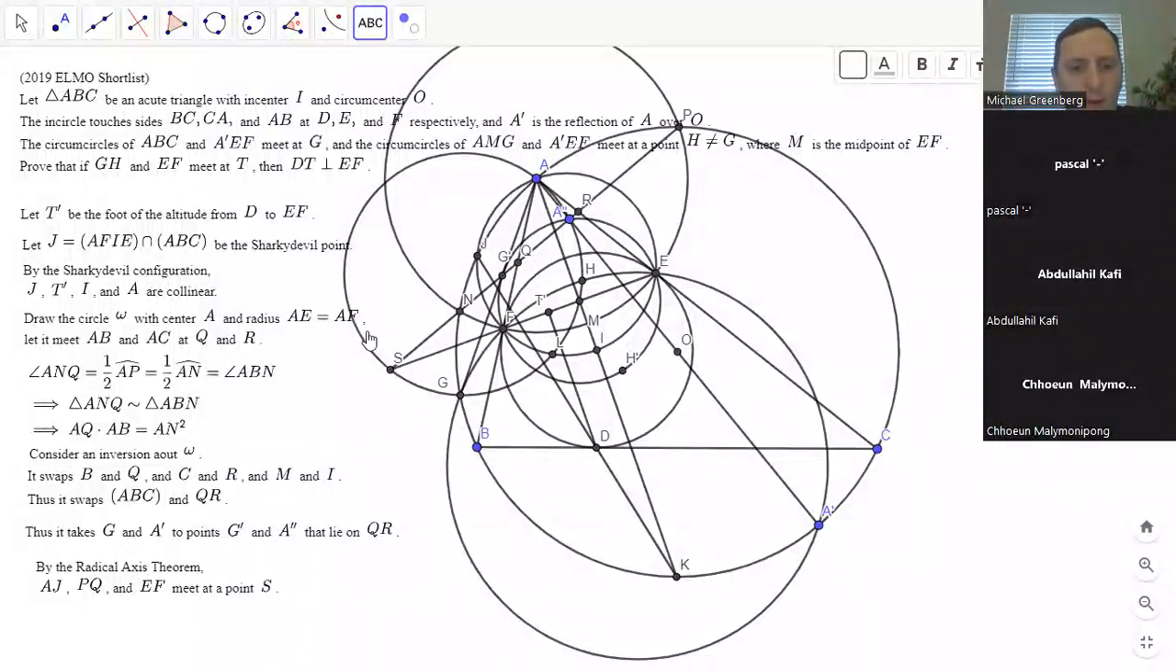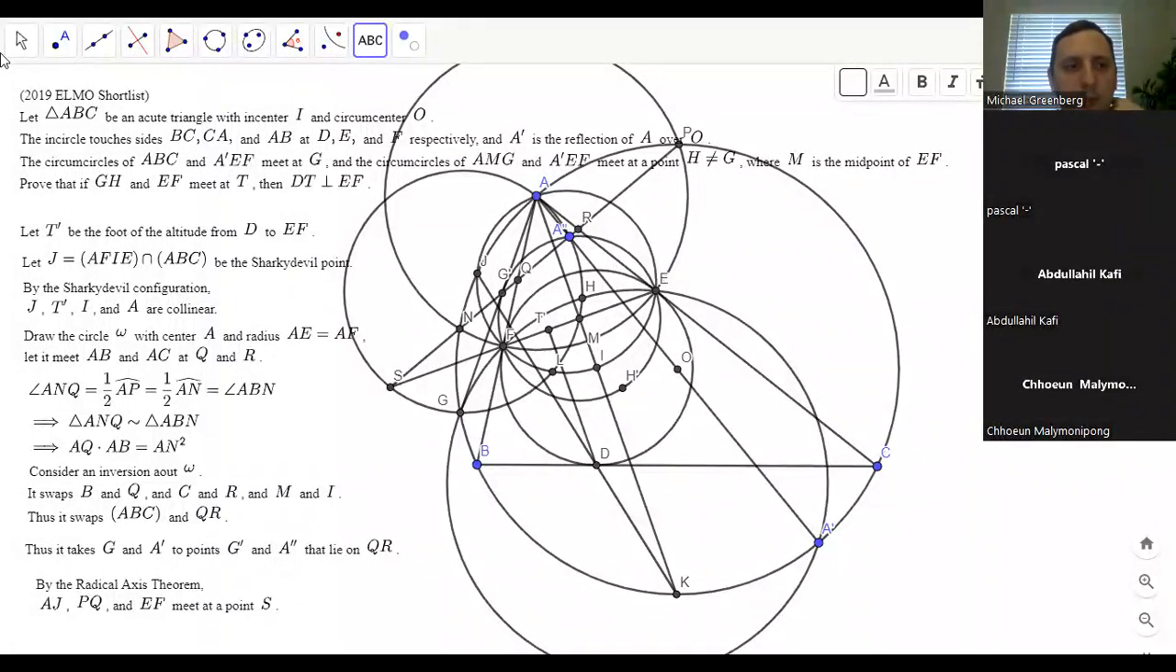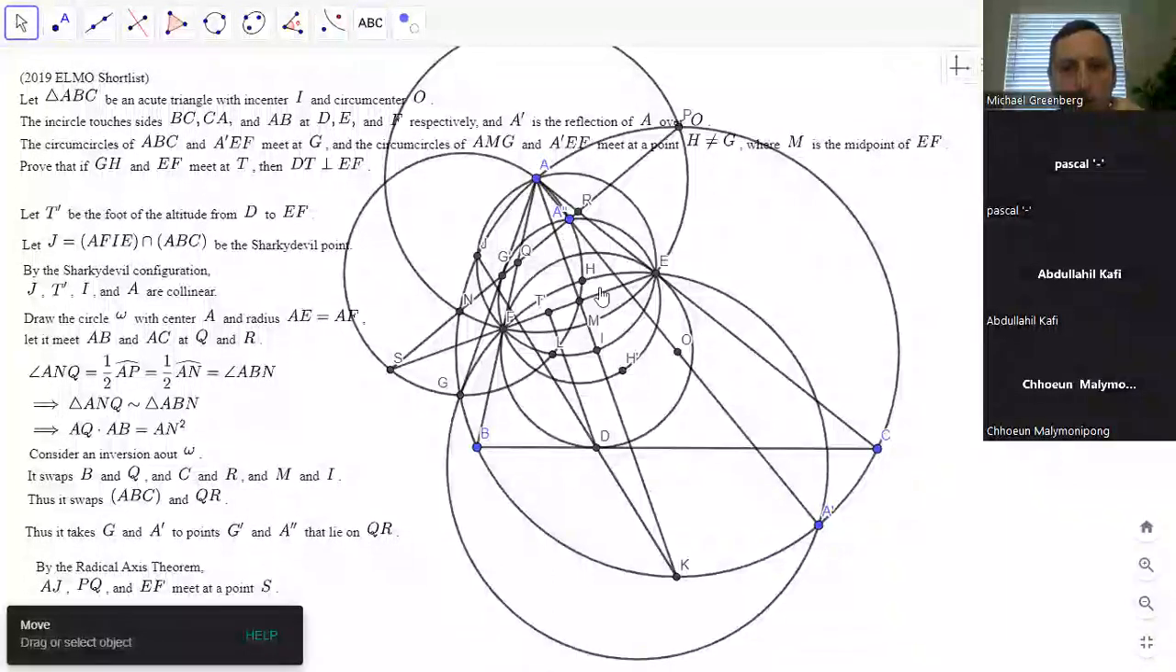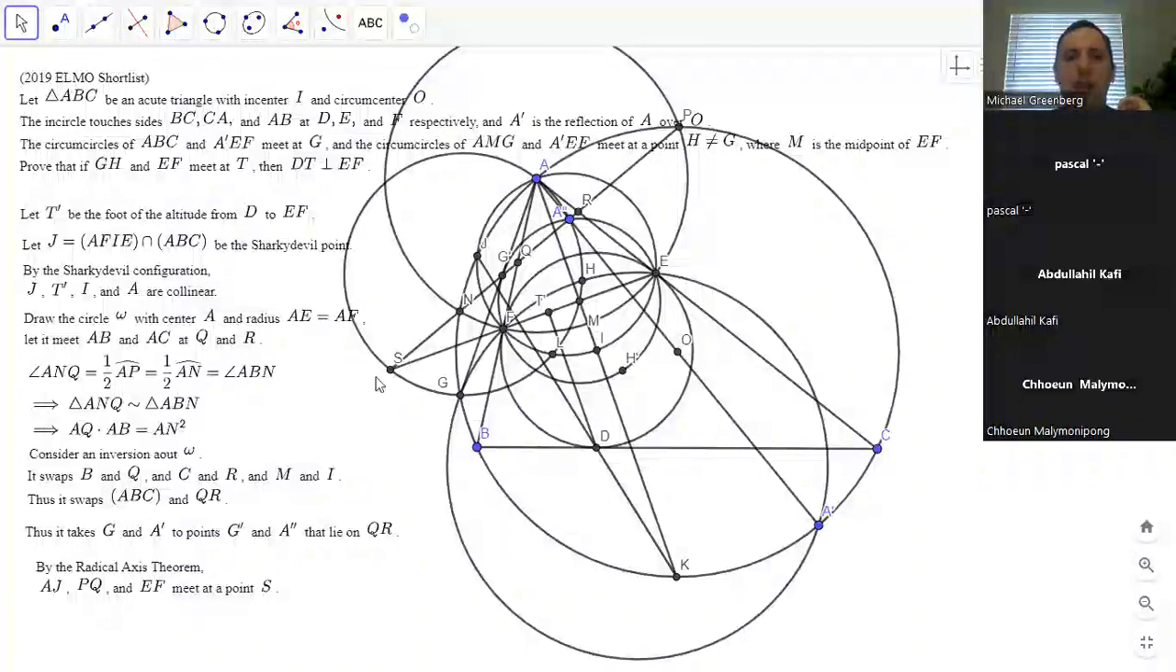And then could we show that the point S lies on this circle? So we'd want to show AGSM is cyclic. We know AMS is 90 degrees, but we don't know that AGS is 90. That's actually what we want to prove. We want to prove AGS is 90 degrees.